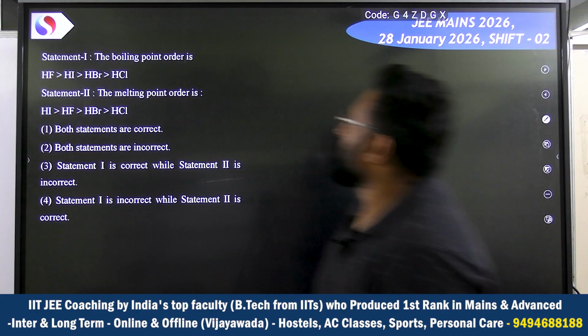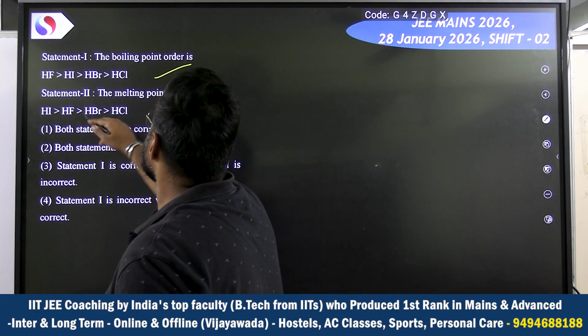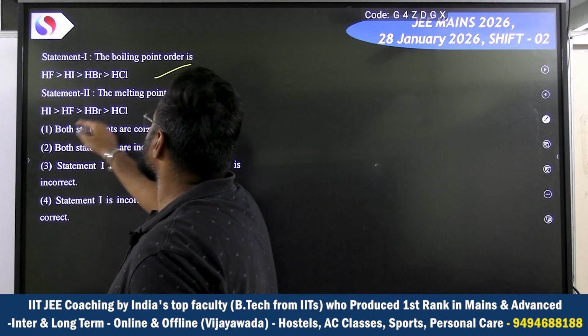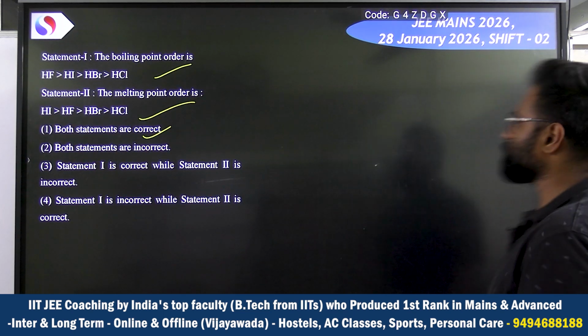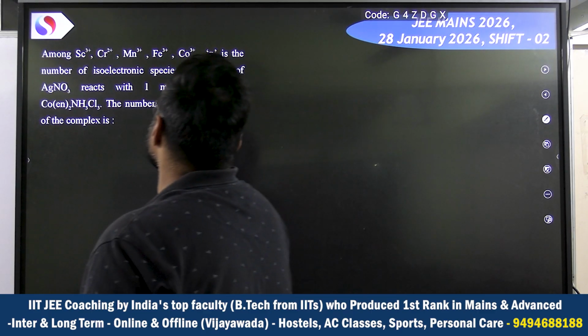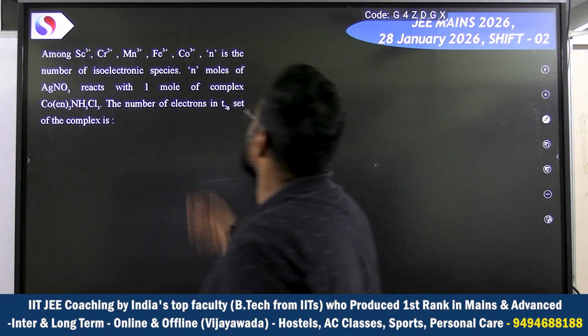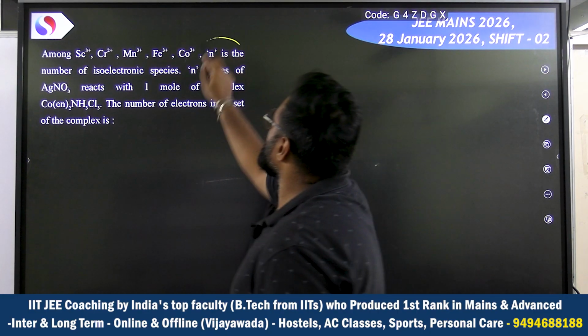Next question. The boiling point order is HF, HI, HBr, HCl. Correct. The melting point order is HI, HF, HBr, HCl. Correct. Both statements are correct. First option. Direct NCERT line. Nothing to it. 5 second question. Next. Among scandium plus 3, chromium plus 3, manganese plus 3, Fe plus 3, cobalt plus 3, N is the number of isoelectronic species.